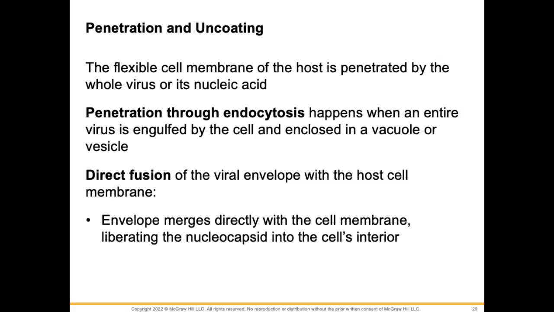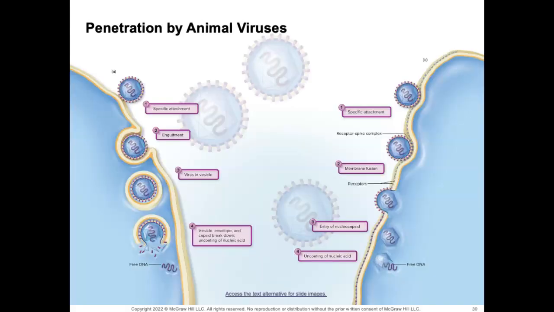There's also direct fusion of the viral envelope with the host membrane. And there's a picture coming up next that illustrates both the penetration through endocytosis as well as direct fusion. During direct fusion, the envelope merges directly with the cell membrane, liberating the nucleocapsid into the cell's interior. And you can see here, this is through endocytosis. These little lip-like arms come out and kind of go, I like what I see, I'm going to just suck it in, right? And then the membrane comes with it inside the cell.